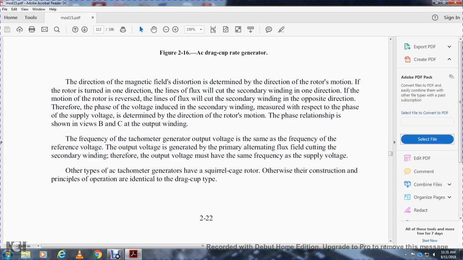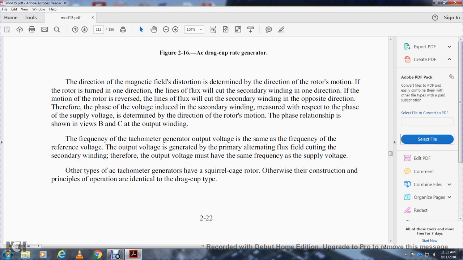The phase relationship is shown in views B and C. The output winding of the tachometer generator has an output voltage with the same frequency as the reference voltage, because the primary alternating flux field cuts the secondary winding. Therefore, the output voltage has the same frequency as the supply voltage. The other type of AC tachometer generator has a squirrel cage rotor.